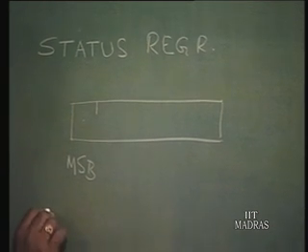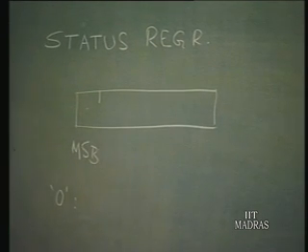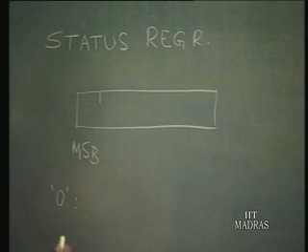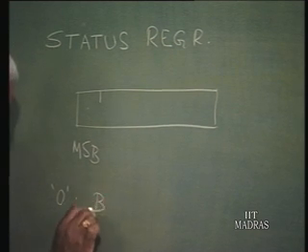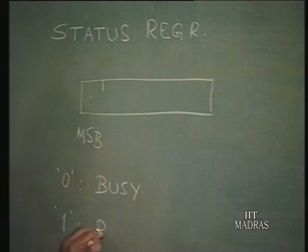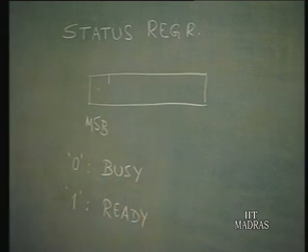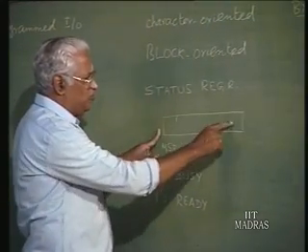Now, let us assume 0 means, if this particular bit, the MSB, most significant bit, is 0, then the device is busy. It hardly matters how you do it. And if it is 1, the device is ready with the data. Okay. We need to know all this in our programming. Good. We have to assume a few more things, right.